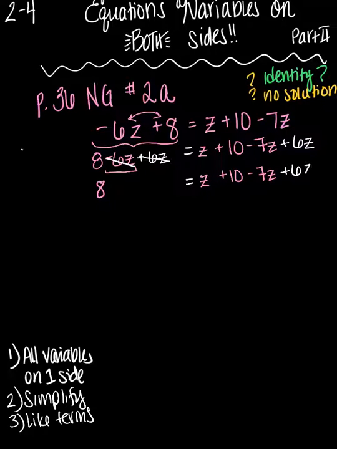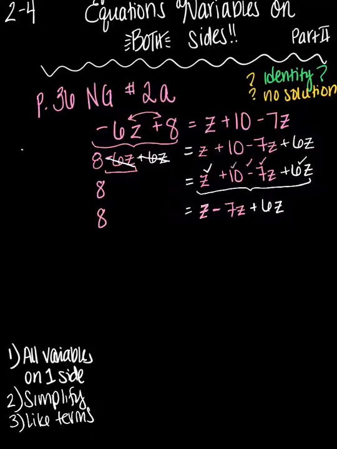plus 6z. Okay, I'm going to rewrite this side so all of my z's are together. So I get z, got this one, should do it in pink. I've got minus 7z. Make sure you bring that sign with you. That sign has to go with it. And then I've got this new plus 6z, got this guy. Don't forget, you got to bring your constant down, plus 10. 10 is my constant. It's a constant because it has no variable with it.